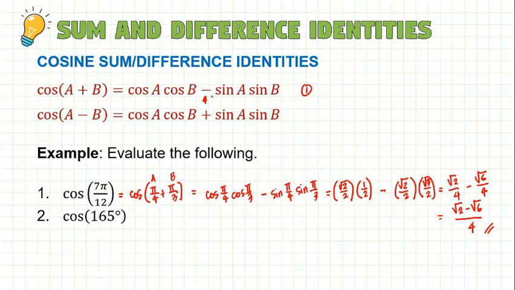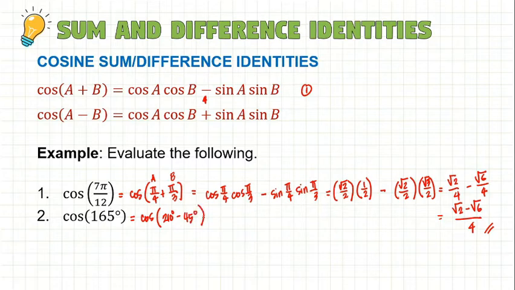Now for number 2, 165 degrees, we must rewrite this one as sum or difference of two special angles. 165 is actually equal to 120 degrees plus 45 degrees, and those are special angles. Or you can also have 210 degrees minus 45 degrees. Those are also special angles. Okay, so here I will just use 210 and 45. So from that we will have cosine of 210 degrees minus 45 degrees.